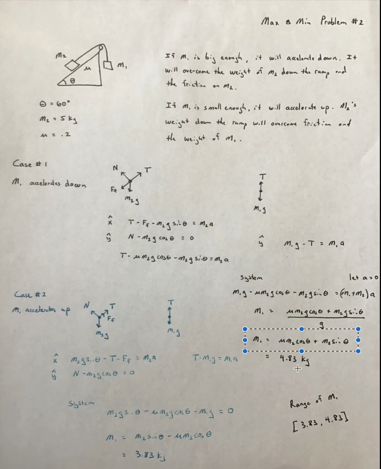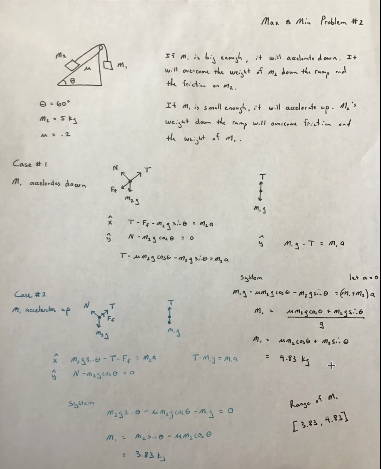So I get 4.83. Actually, 4.83 makes the acceleration 0. Again, I'm right here, I say let a equal 0. 4.83 makes it 0. So if you have any more mass on M1, then M1 will accelerate down. Or excuse me, M1 will accelerate down, and M2 thus would go up the ramp.